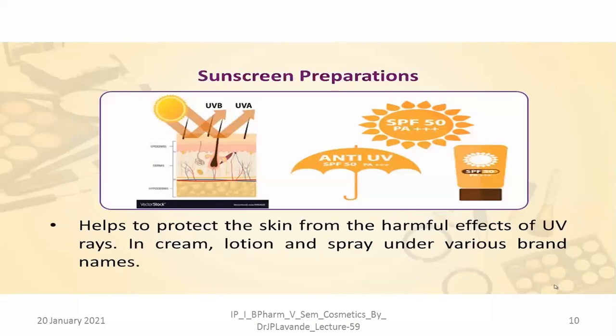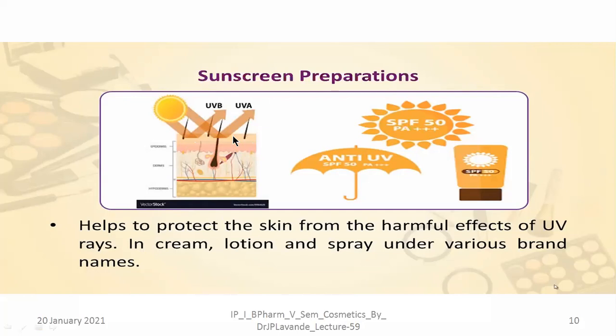As far as sunscreen preparations are concerned, these are preparations that protect the skin from the effect of UV light. They help protect the skin from the harmful effects of UV rays. They are available in creams, lotions and sprays under various brand names, like SPF 50, SPF 50 PA+++, anti-UV. You can see in the picture that the rays are not allowed to pass through the skin because of the presence of a layer of sun protection factors.